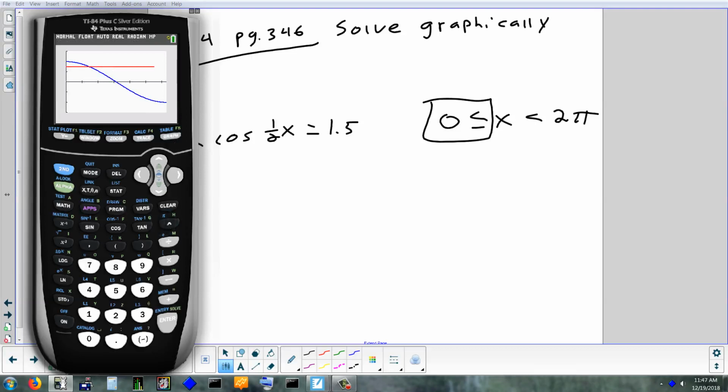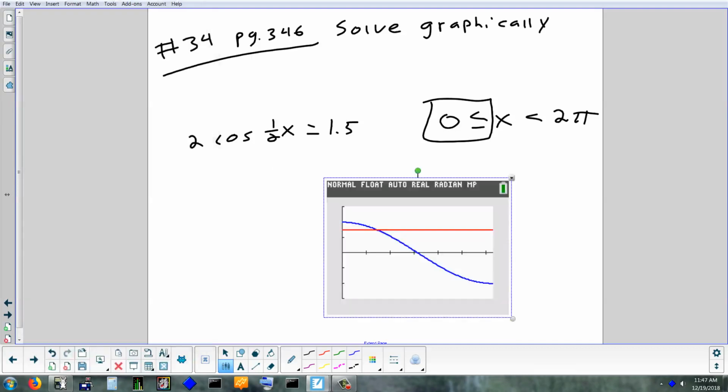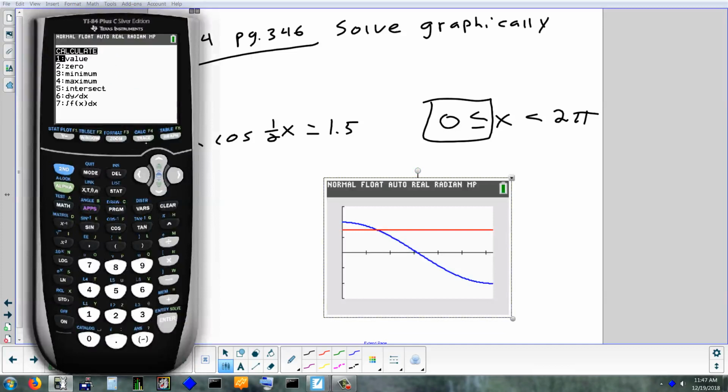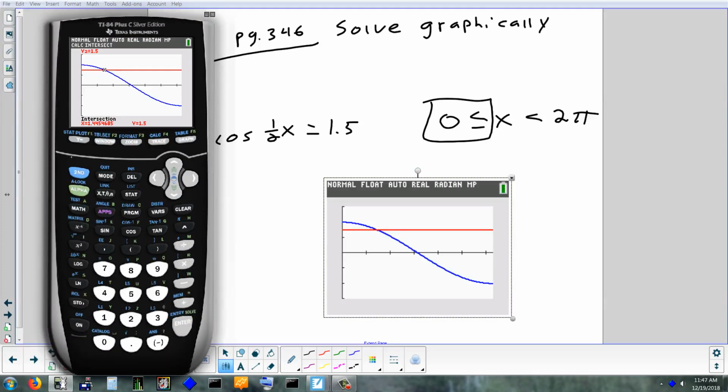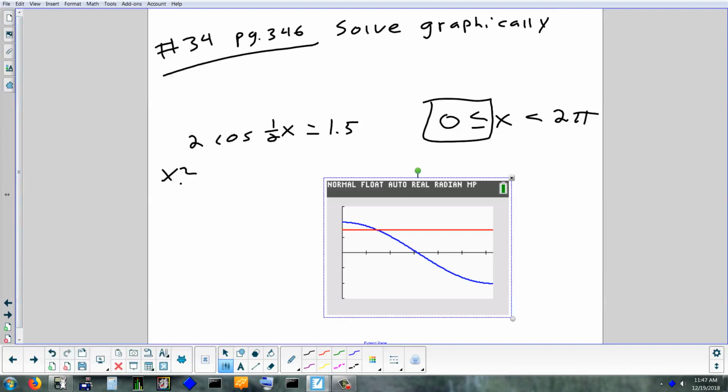All right. So now, how many answers are we getting there? 1. This one just has 1. So we just have to do second calc intersect 1 time. 1.45. Any question on that one? Very easy.